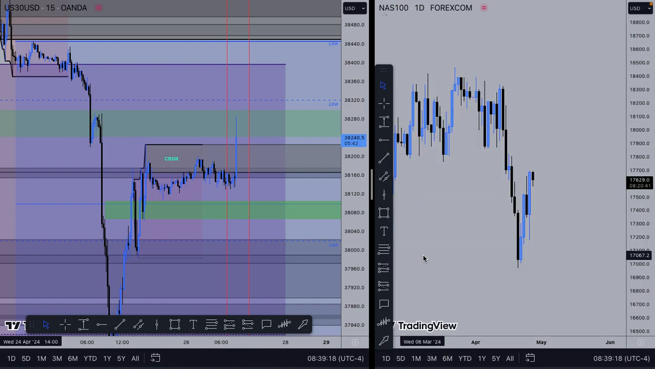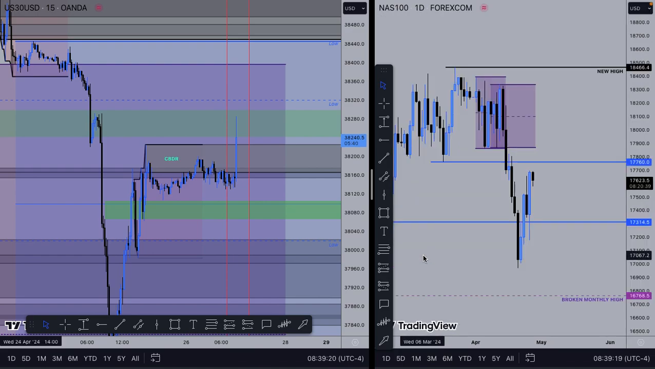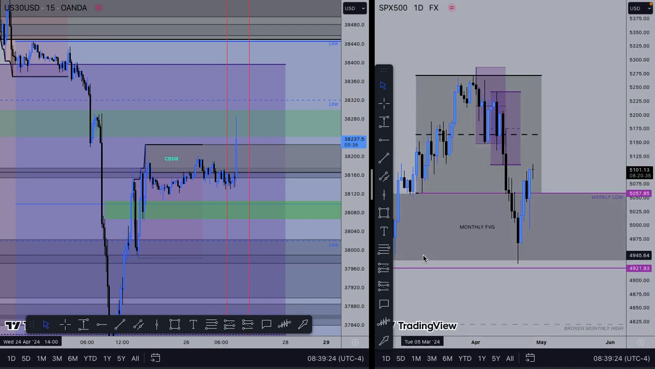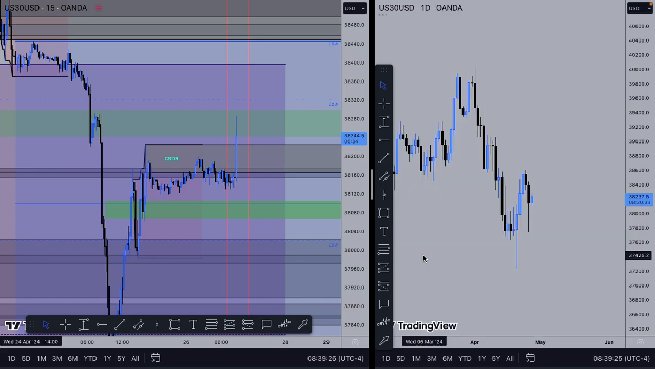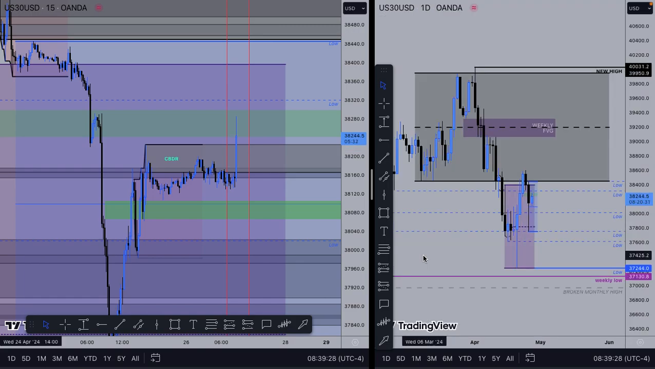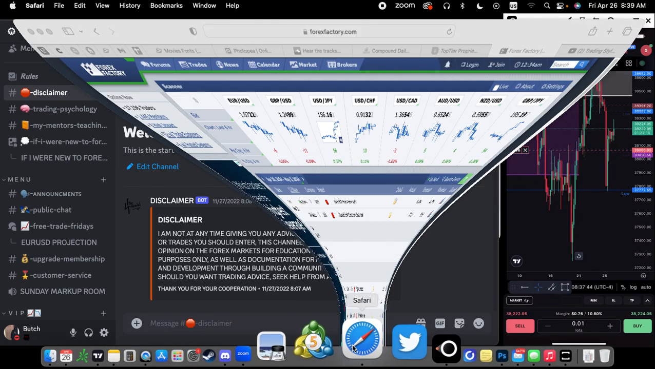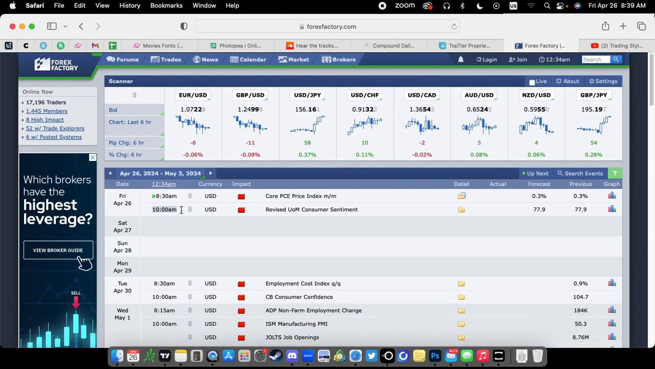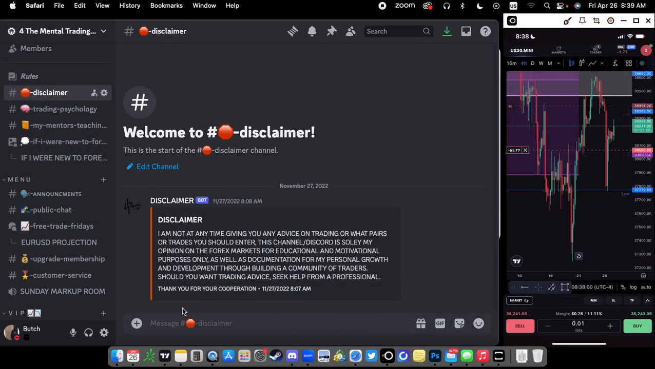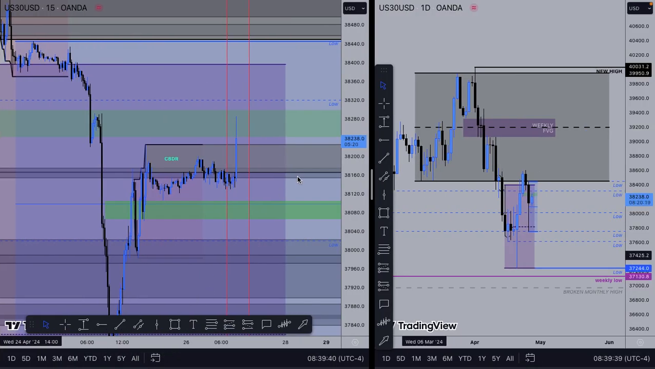So let me just take a peek at what SPX is doing. Okay, as well as, okay, so Nas is bearish. We also have 10 a.m. news, so we got about 5 more minutes.